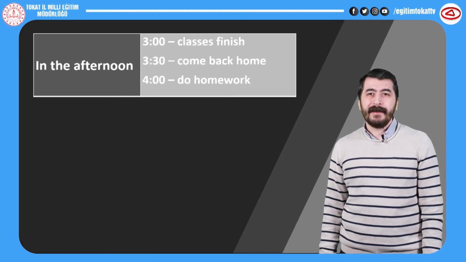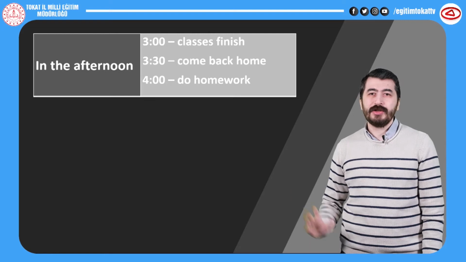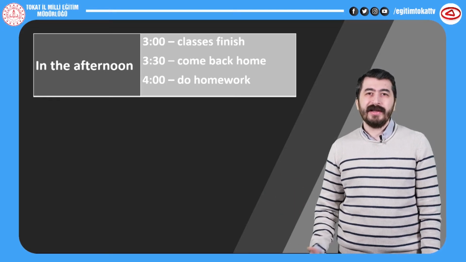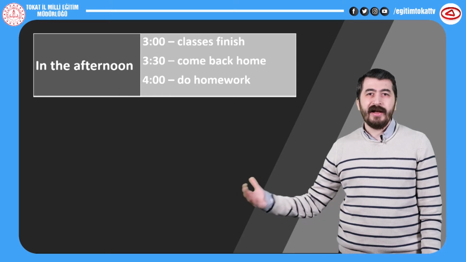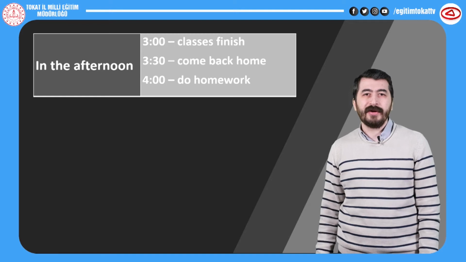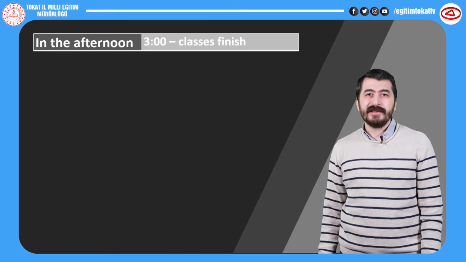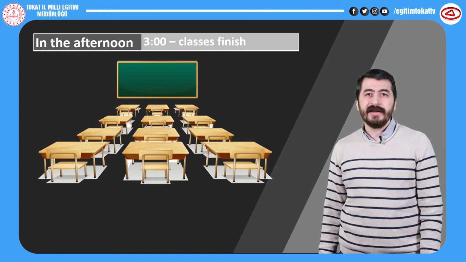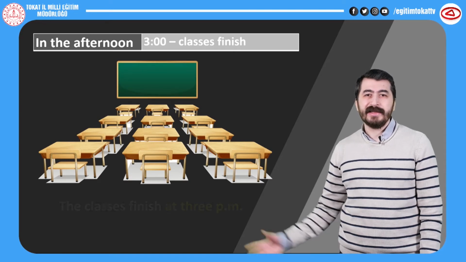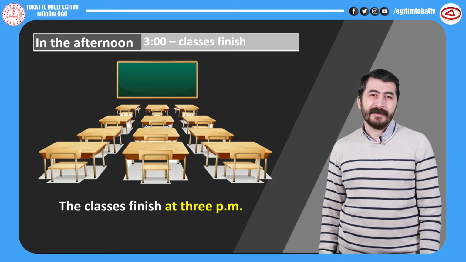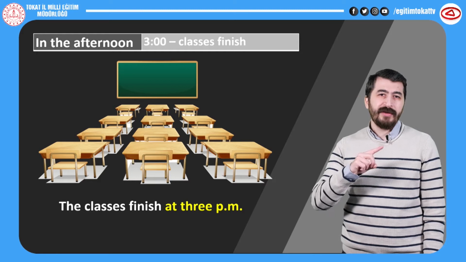Okay, let's pass to the afternoon part. At 3 o'clock classes finish. 3:30 come back home, and 4 o'clock do homework. Check the first one. Here, classes finish. Make a sentence. The classes finish at 3 p.m. Now, afternoon, we use p.m.